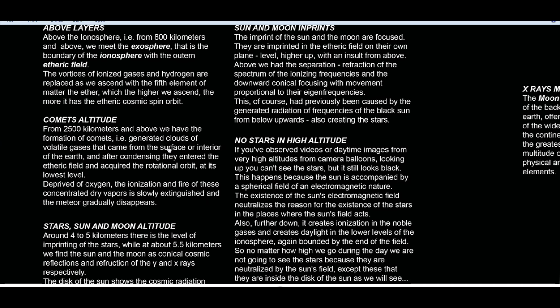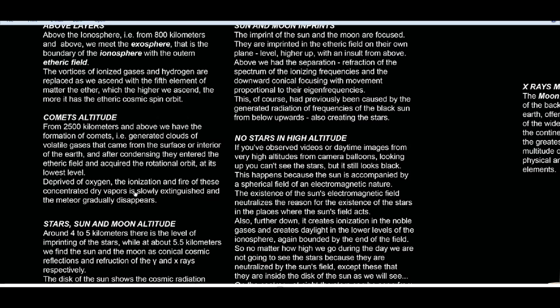Now, comets' altitude from 2,500 kilometers and above, we have the formation of comets, generated clouds of volatile gases that came from the surface or interior of the Earth, and after condensing, they entered the etheric field and acquired the rotational orbit at its lowest levels, deprived of oxygen. The ionization and fire of these concentrated dry vapors is slowly extinguished and the meteor gradually disappears.